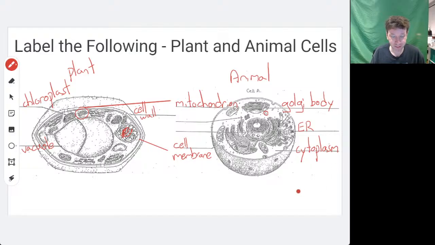Then we have our nucleus. Some students write nuclear membrane. I'm okay with that because, yeah, the surrounding membrane is a nuclear membrane. So you can write nucleus or nuclear membrane. I would accept either one. And finally, these are used in mitosis. They are our centrioles.